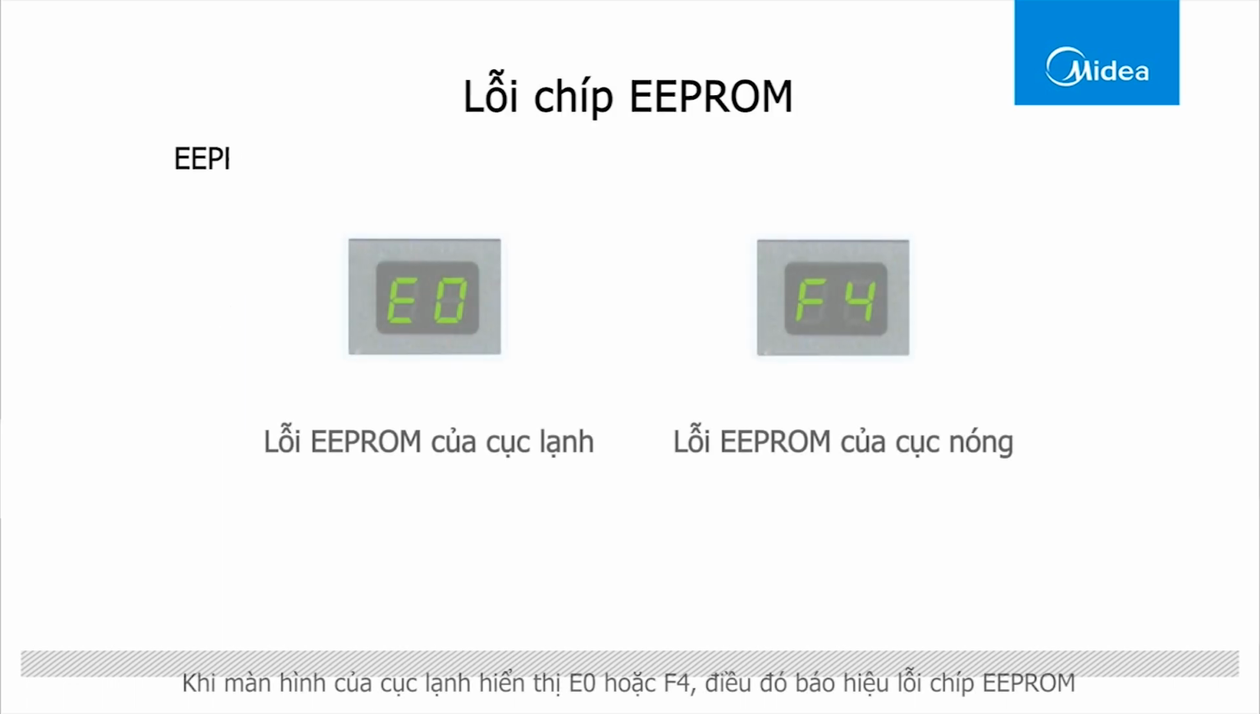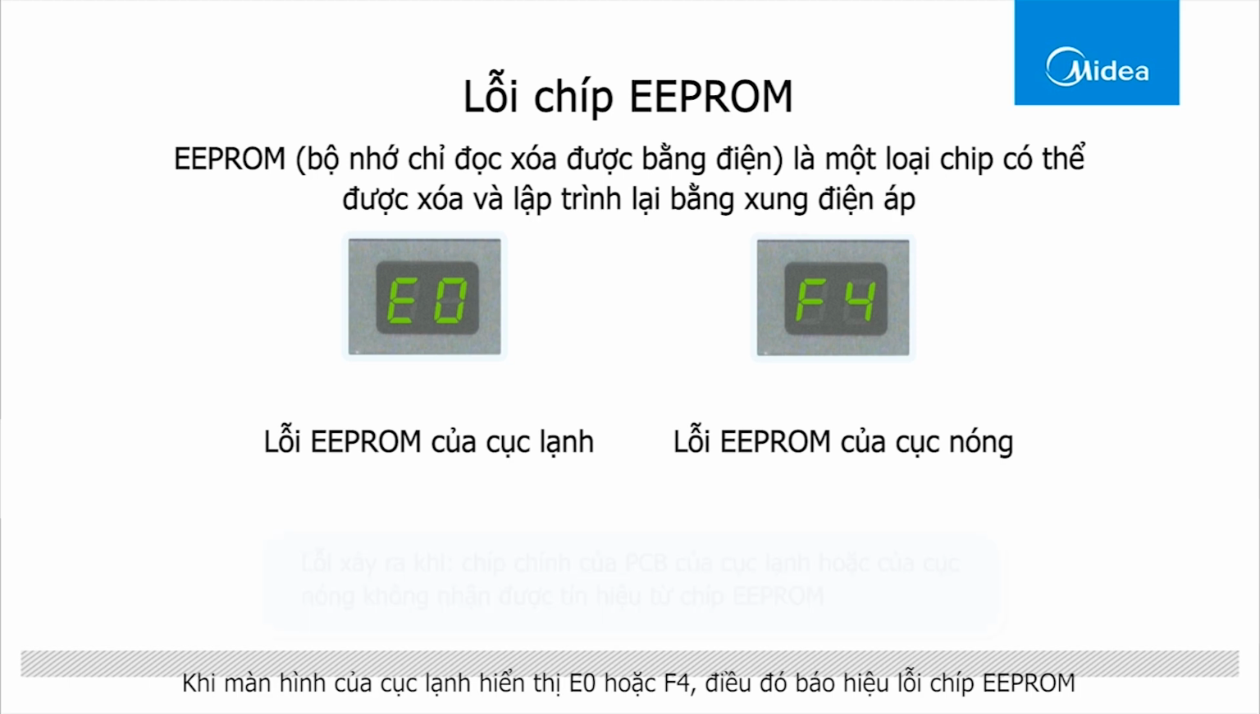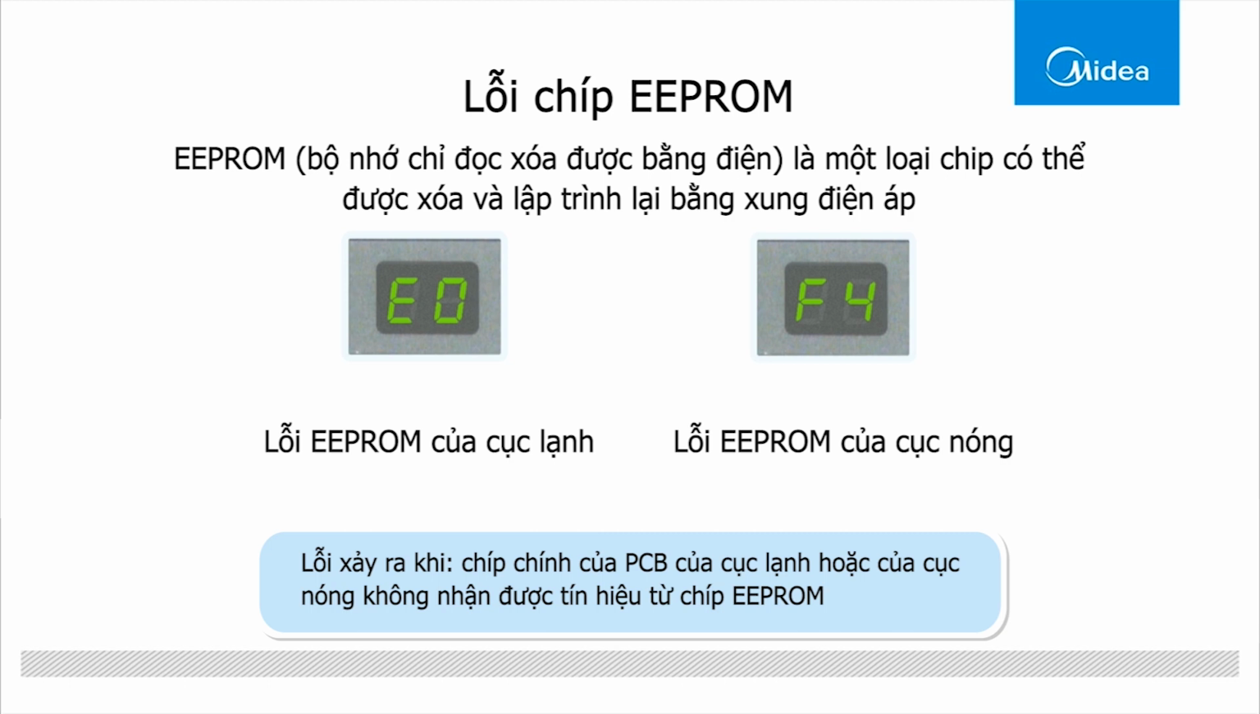When the display board of indoor unit displays E0 or F4, that indicates EEPROM chip error. EEPROM, a read-only memory whose contents can be erased and reprogrammed using a pulsed voltage. Malfunction decision conditions. Indoor or outdoor PCB main chip does not receive feedback from EEPROM chip.